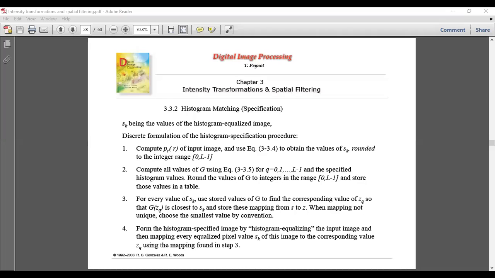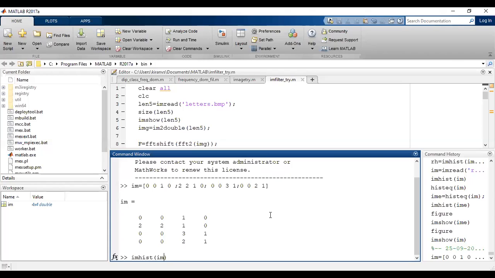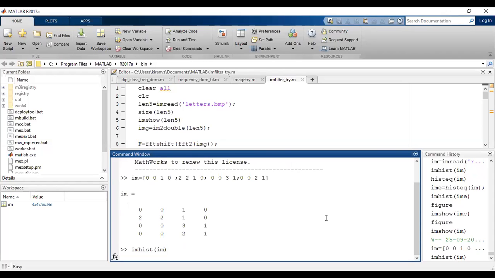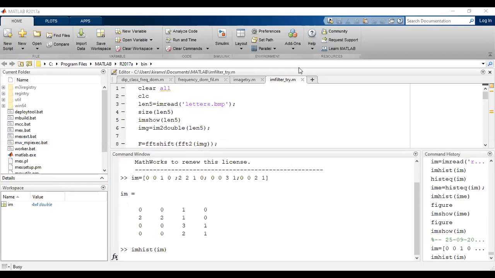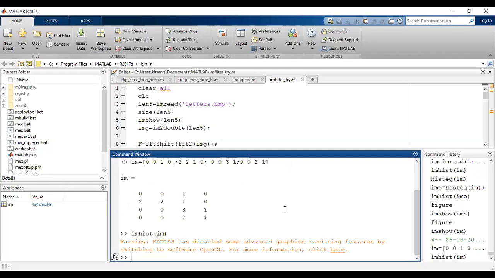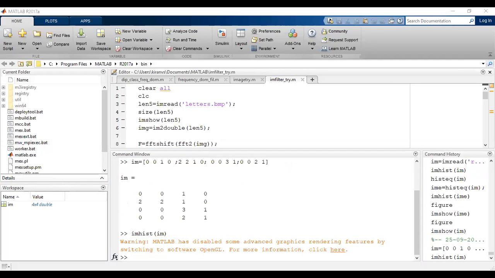Now I am taking the histogram of the image. Have I shared my MATLAB screen with you? No, right? Sorry. Okay, so there is the histogram of that. I don't know whether it will come or not. It's a 4 cross 4 double. I should have converted the data type there. The histogram has not popped up.